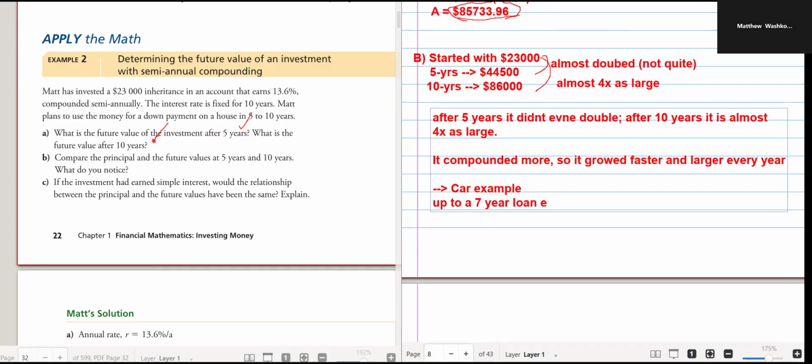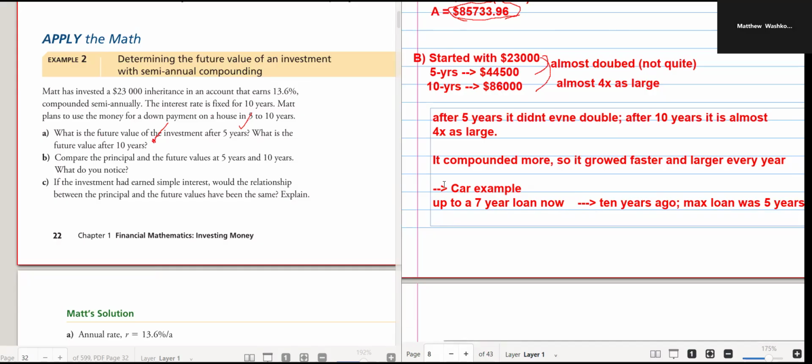Now, let's say 10 years ago, the maximum loan was 5 years. I'm not going to prove my answer here; you'll get the chance to do that later. But basically speaking, only 2 extra years, right? So the loan is out for 2 extra years, and the interest doubles in those 2 years.